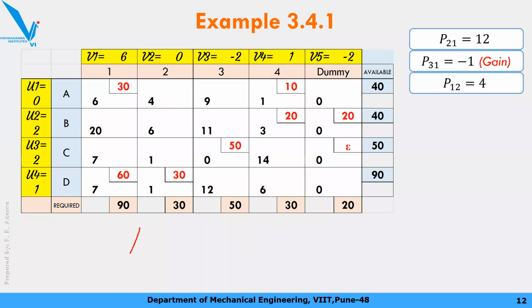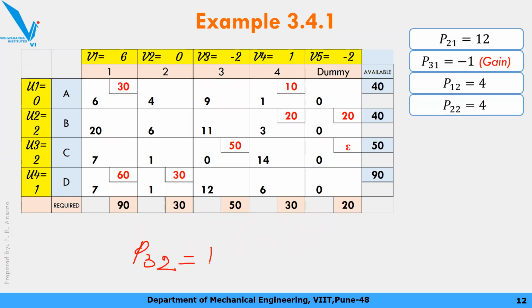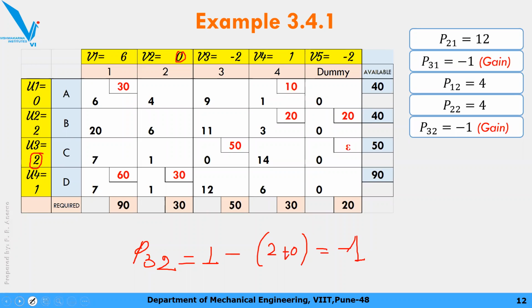Next calculation, penalty for row number 2 column number 2. The cost is 6 minus u plus v. u कितना है 2 plus v कितना है 0. So 6 minus 2 is 4. No gain. Next one, penalty for row number 3 column number 2 is equal to cost कितना है 1 minus u plus v. u कितना है देखो 2 plus v कितना है 0. So we will put here 2 plus 0, that will be 2. So penalty -1. So there will be a gain here, -1.